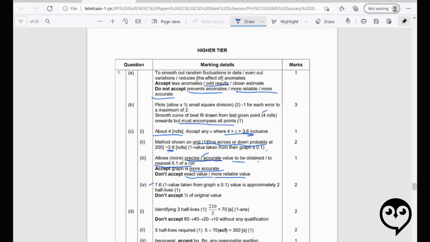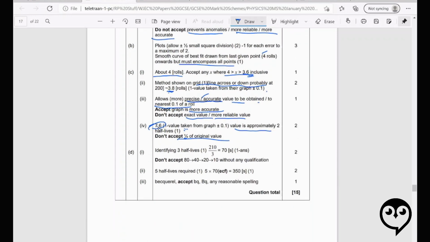With these half-life graphs, it really should go through every point. It really should be possible. So I was off a little bit. They had 7.6. We had 7.2, so we didn't get it. Okay? Don't just take a quarter of the original value. Or don't write that. You need to actually calculate it from the graph. Okay? And we did say it's approximately 2 half-lives, so we get a mark for that. We were just off on the value, unfortunately.